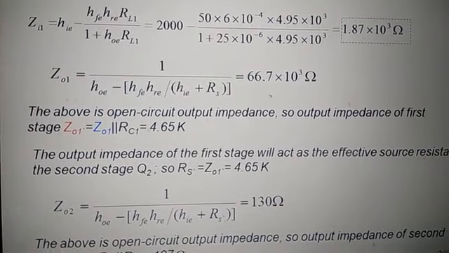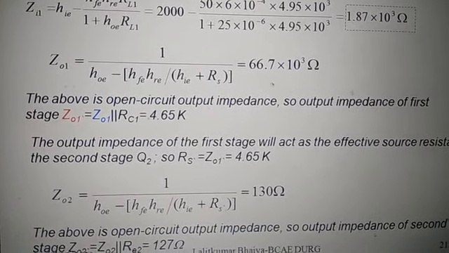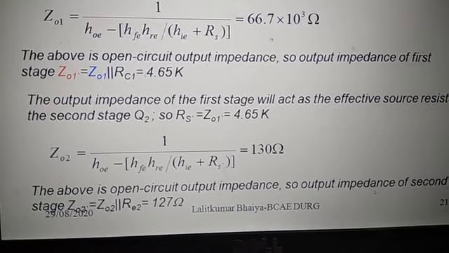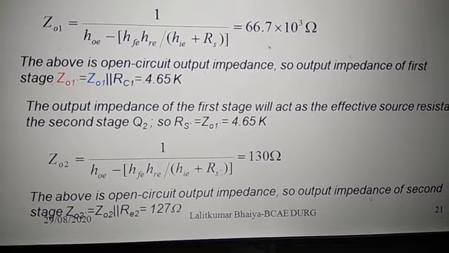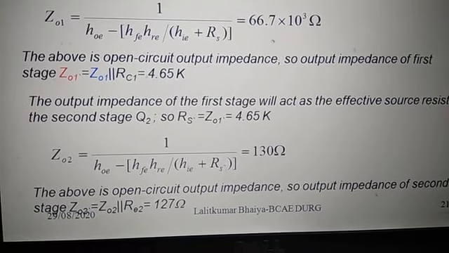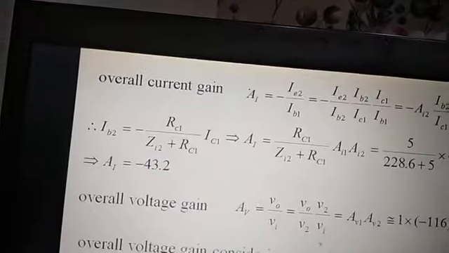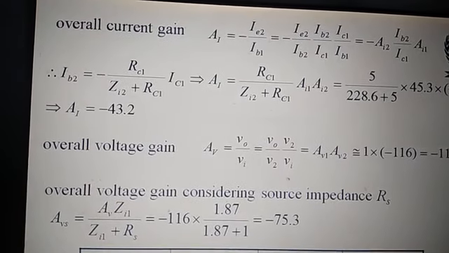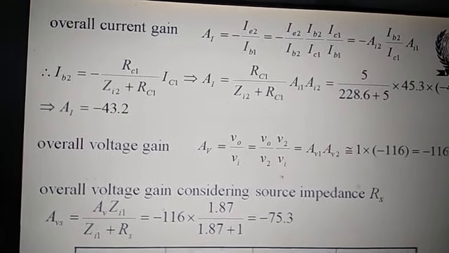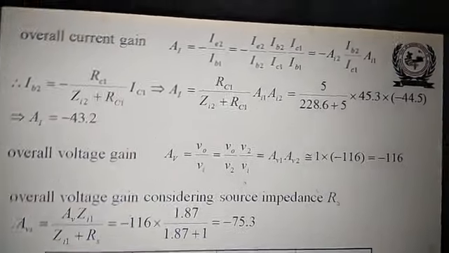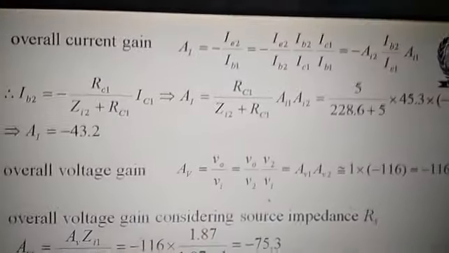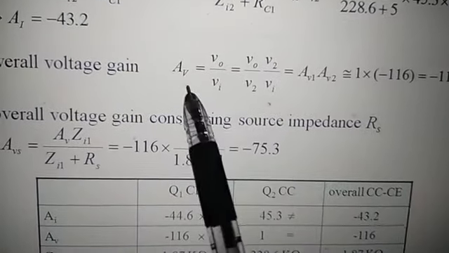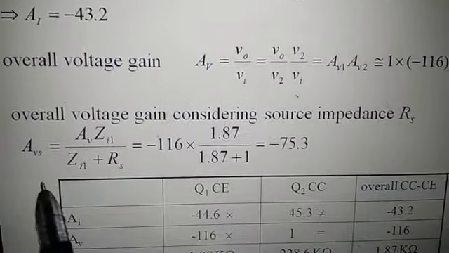And this RS dash is equal to Z01 dash. You can calculate, finally, Z02, the output impedance of the second stage. You can calculate Z02 parallel to RE2. And the overall current gain, that is IE2 upon IB1. It is divided into 3 parts according to the stages, and you calculate this current gain. Then the overall voltage gain AV, and then calculate AVS.